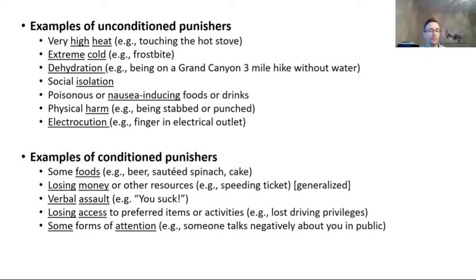Some forms of attention, so someone talks negatively about you in public, could be a conditioned punisher for some people, maybe not others. Okay, so unconditioned and conditioned punishers.